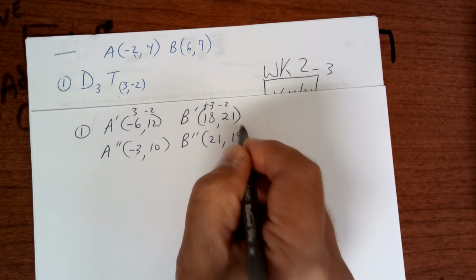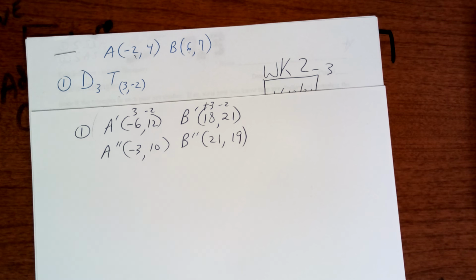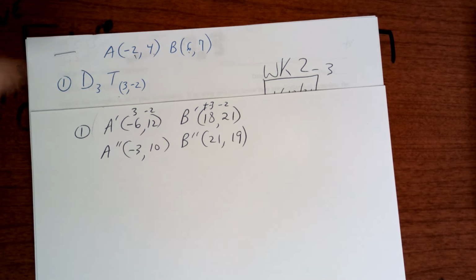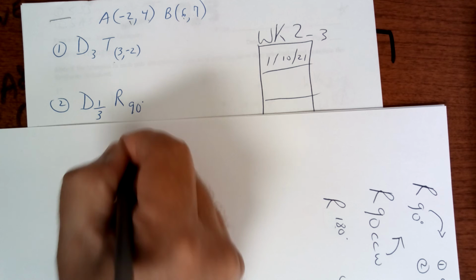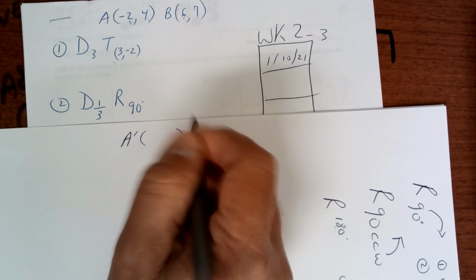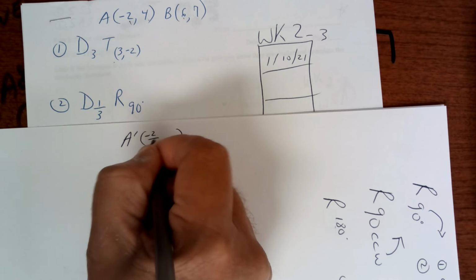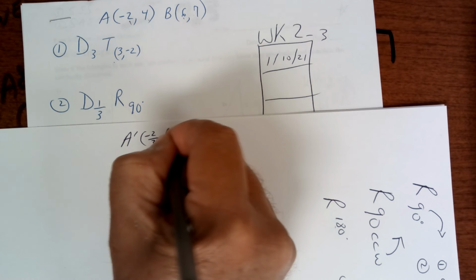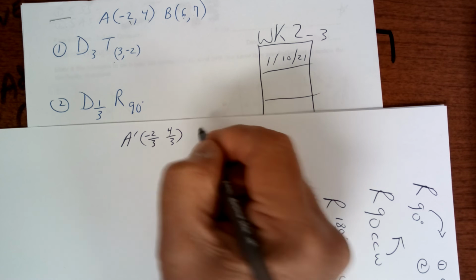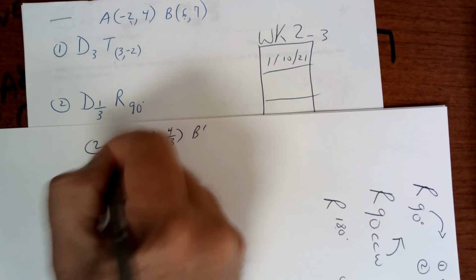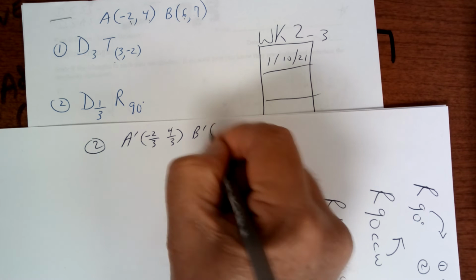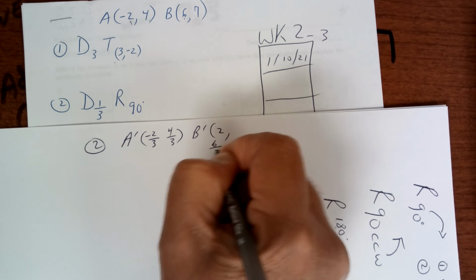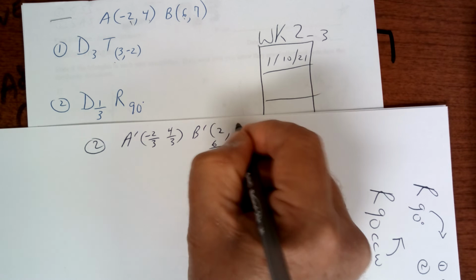Make sure you understand that. This is called a similarity transformation. This one right here, you're going to do 1/3. So A prime, you're going to divide by 3. So that's negative 2 over 3 and 4 over 3. And B prime, for number 2, is going to be 6 over 3, which is 2. 6 divided by 3 is 2, and then 7 divided by 3.